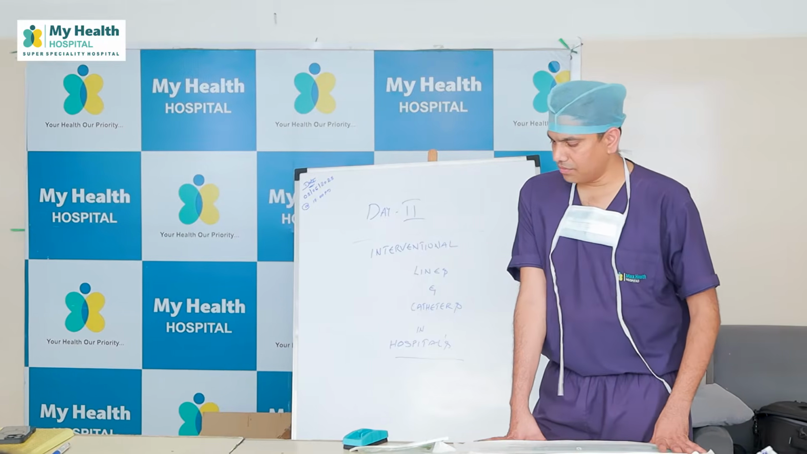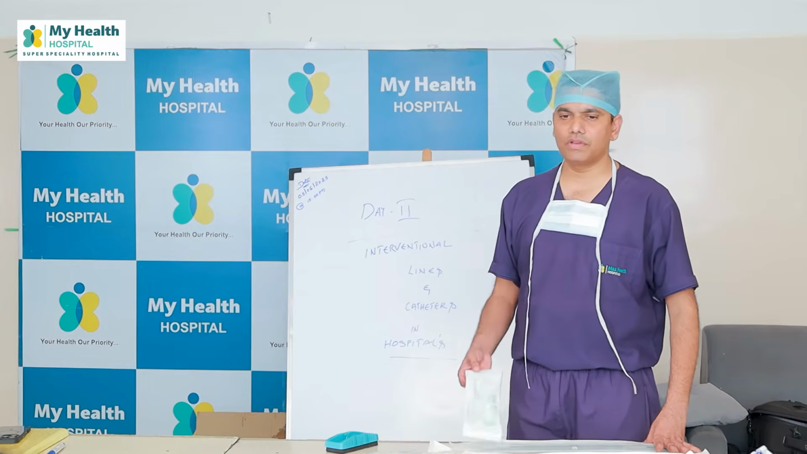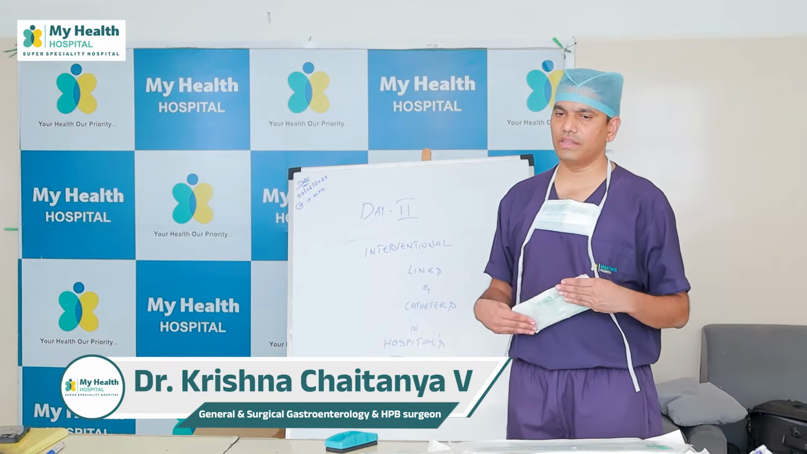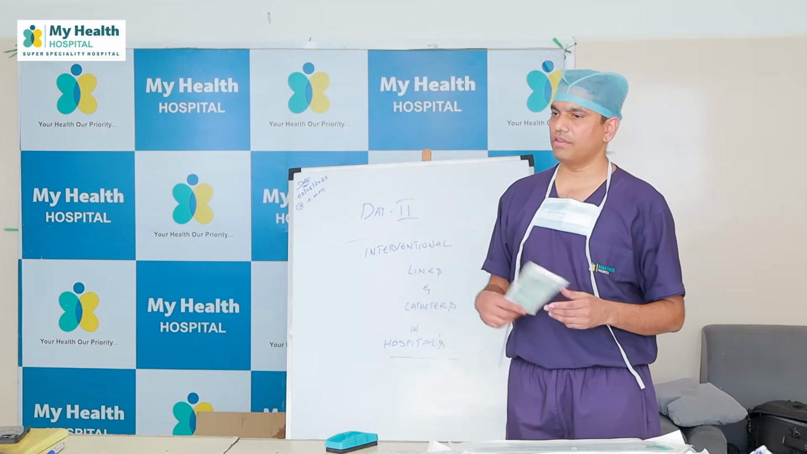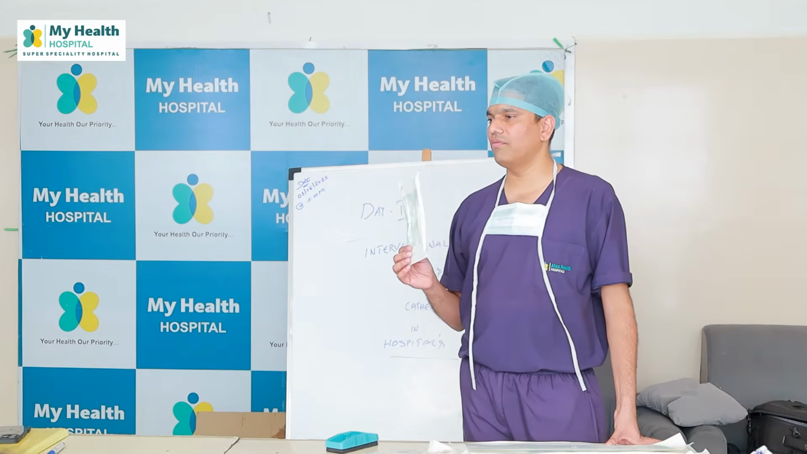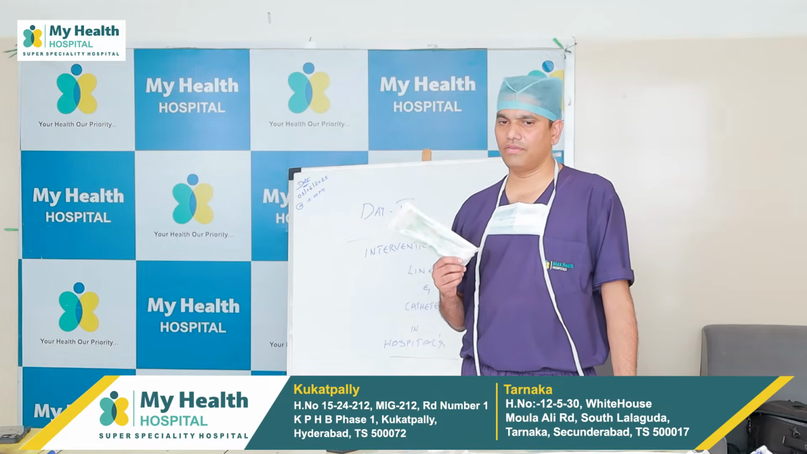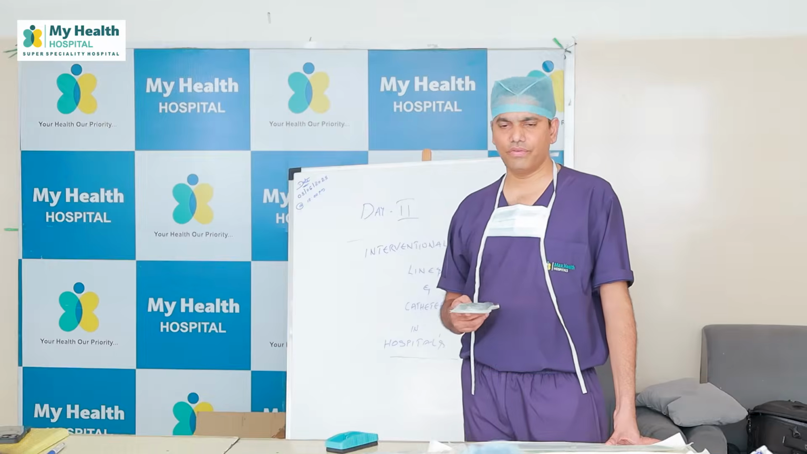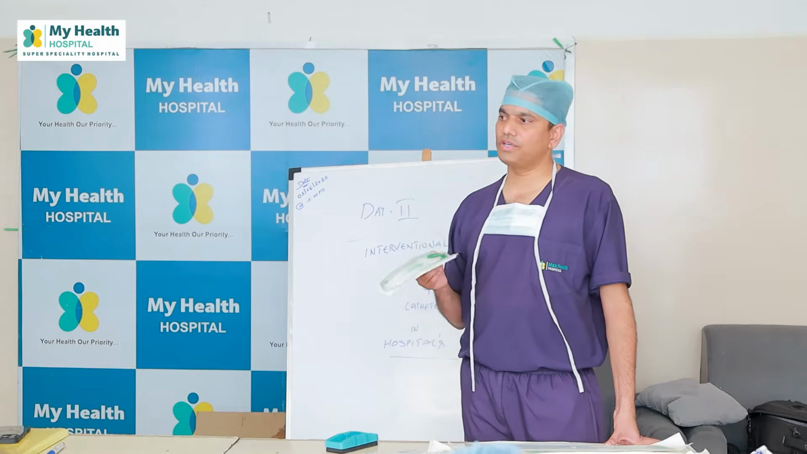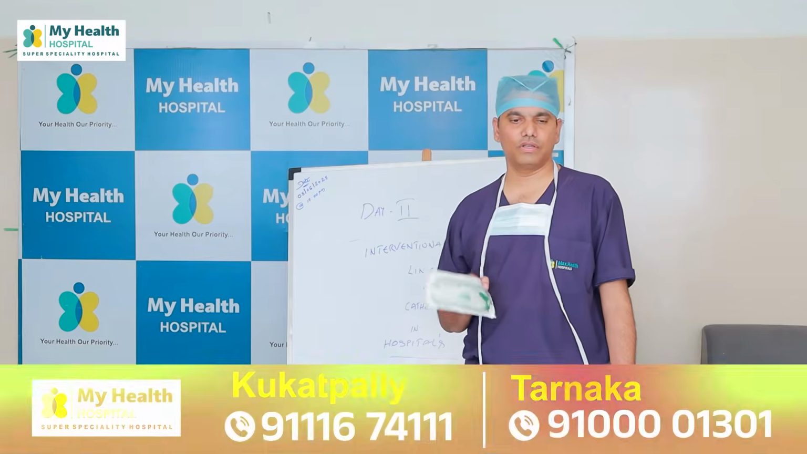So let's start with Ryle's tube. What is a Ryle's tube? What is the purpose of a Ryle's tube? How do you identify a Ryle's tube? What is the Ryle's tube length, and where is it placed? Ryle's tube is to drain what? Ryle's tube is a nasogastric tube. What do you mean by nasogastric tube? Nasogastric tube means through the nose to the stomach.